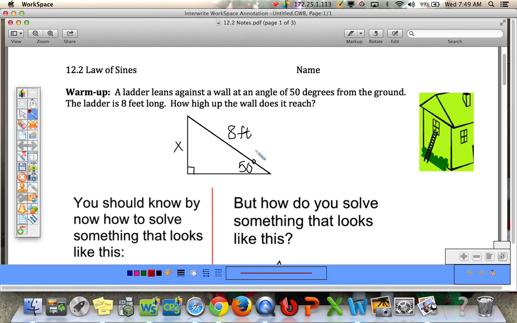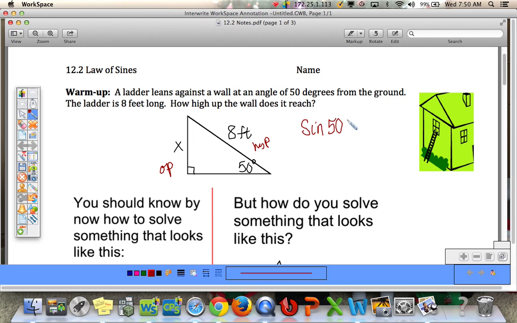All right, we can't use Pythagorean theorem because we only know one side, and it's a right triangle, so we can use SOHCAHTOA, or right triangle trig. So take a look at your 50. How are the two sides related to the 50? Well, we have the opposite side. We have the hypotenuse. So if you remember SOHCAHTOA, that's going to be sine.